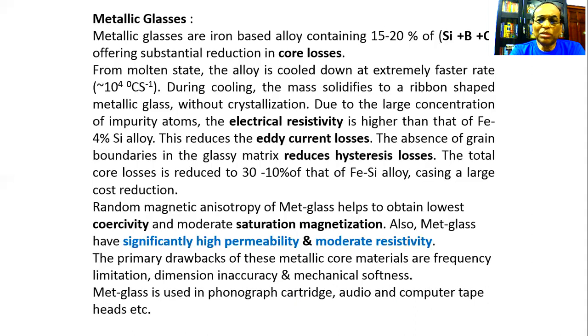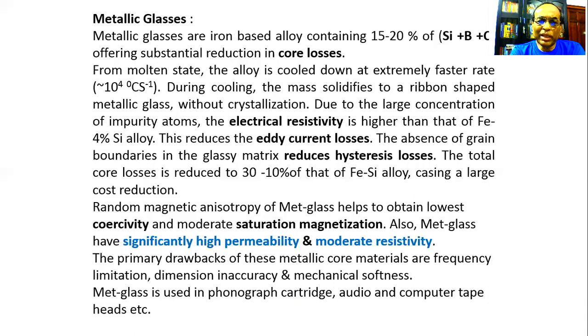The absence of grain boundaries in the glassy matrix reduces hysteresis loss. So the eddy current loss is minimized, and the hysteresis loss, that is the core loss, is also minimized. The total core loss is reduced to 30 to 10% of that of the iron silicon alloy, causing a large cost reduction.